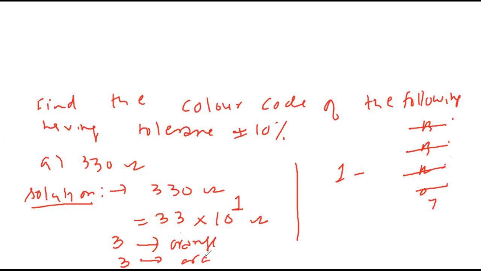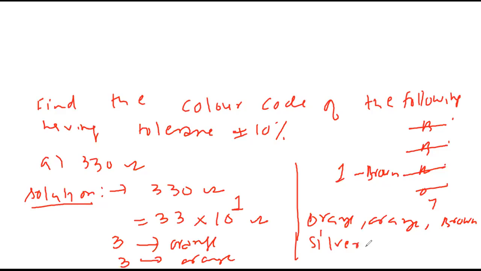Next is also orange. 1 stands for brown. So what will be the color? Orange, orange, brown. Last one is silver because tolerance is 10. Clear? Everybody has followed first one? Yes, sir. Yeah, please copy because mostly they will ask one either color code or from value the color.